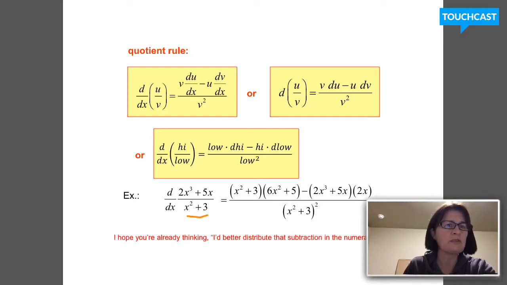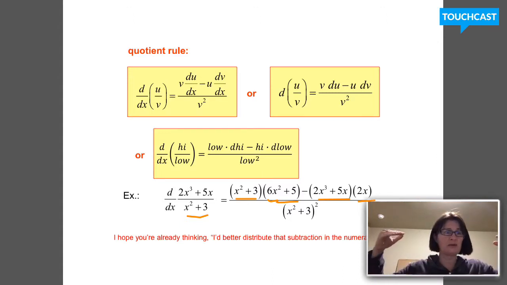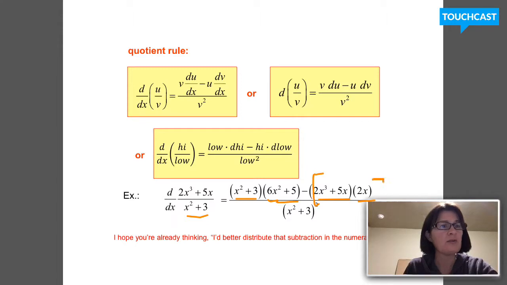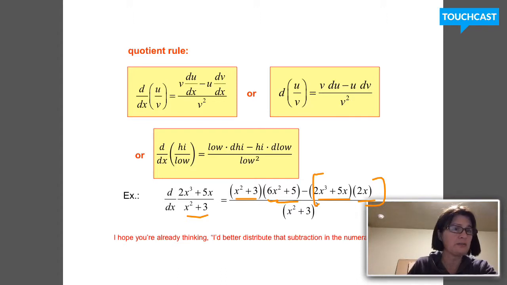So the bottom function, x squared plus 3, times the derivative of the top, the derivative of 2x cubed plus 5x, that's 6x squared plus 5. So that was low d high, minus high, so 2x cubed plus 5x, times the derivative of the bottom function, the derivative of x squared plus 3, is 2x. And then this is still going to be a big fraction all over this bottom function squared. And I hope you're thinking, look, in the numerator I have to distribute that subtraction. A very common error, which we talked about a little bit before: if you were going to move on and simplify this expression, which is not always necessary, but if you were going to, make sure that you take that 2x and distribute it, and then distribute the subtraction.